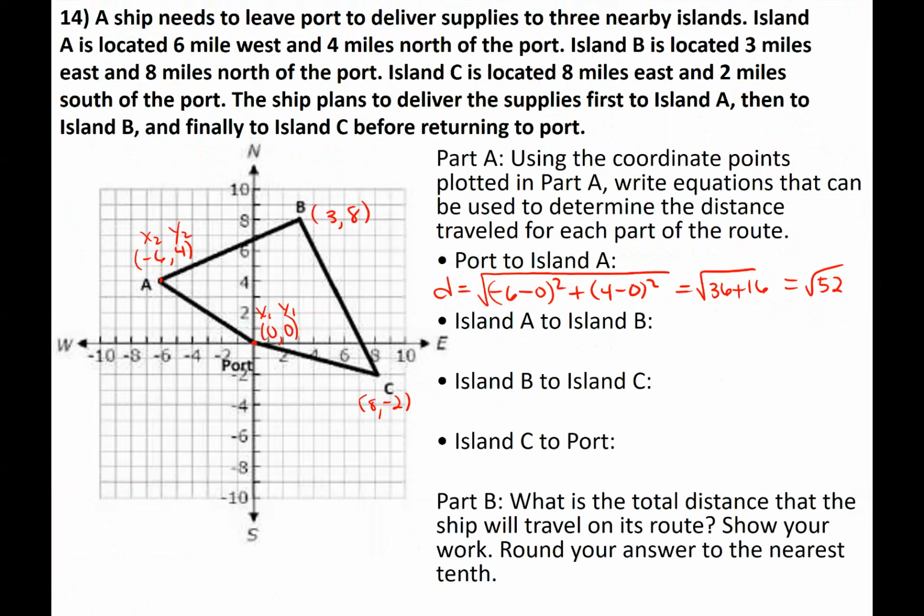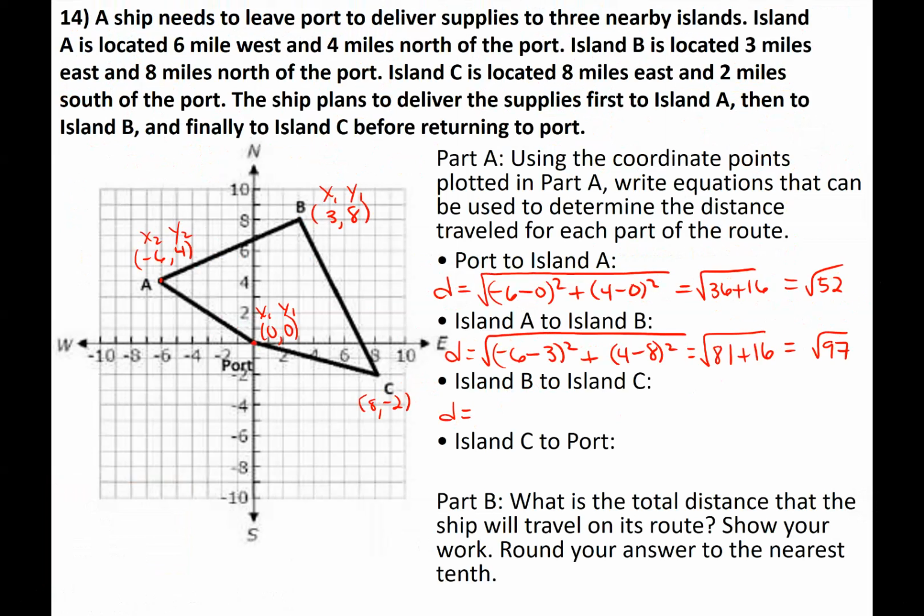On to A to B. I'm going to make B's the x1, y1, and then d equals square root. I have negative 6 minus 3, square it, plus 4 minus 8 and square it. Negative 6 minus 3 is negative 9. Squared gives me 81. 4 minus 8 is negative 4 squared, which gives me 16. Add them together, I get root 97.